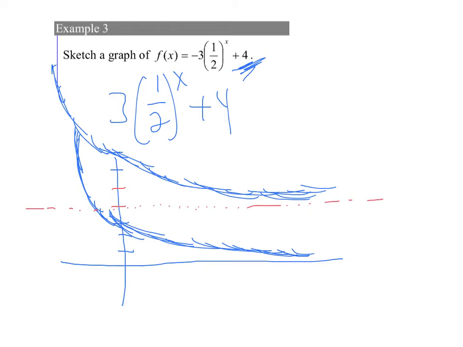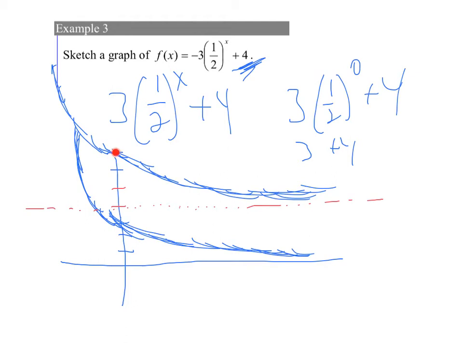Now, if you think about plugging in points, when x equals 0, isn't that 3 times 1/2 to the 0 plus 4? So 3 plus 4 is 7. And notice, where does this graph cross the y-axis? At y equals 7. So we knew that.